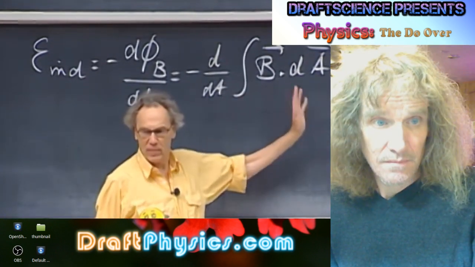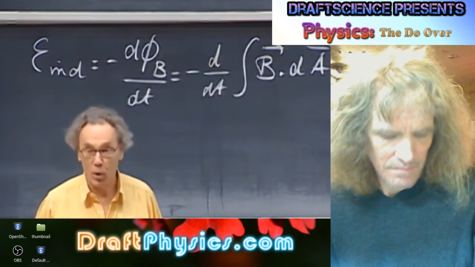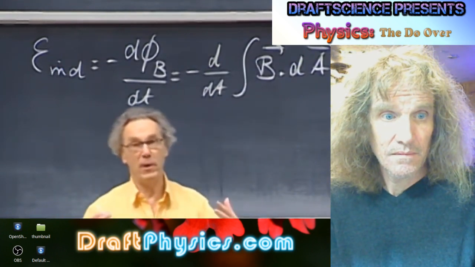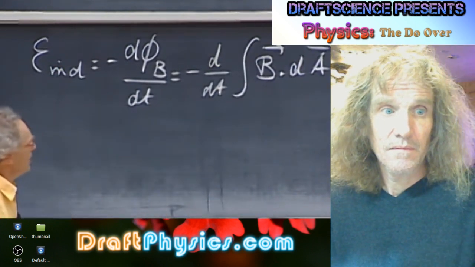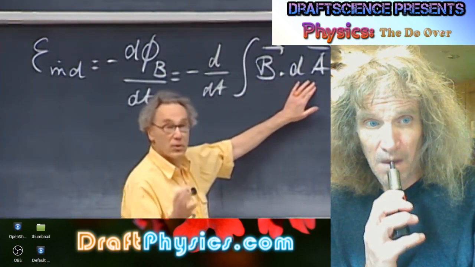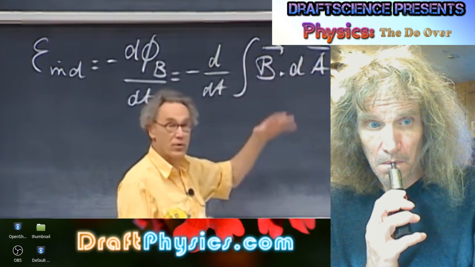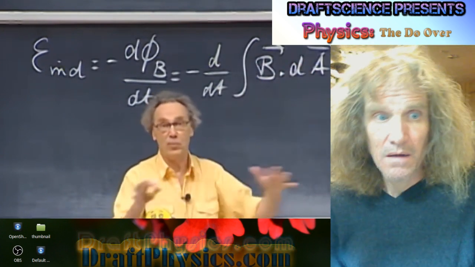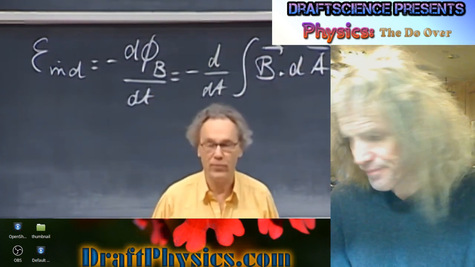You can think of many ways of changing the magnetic flux. One way is a stationary loop and a changing magnetic field. Another way is having B constant, but changing the geometry so that the magnetic flux through the surface is changing. You rotate it around or you move things around. Let's look at both today.